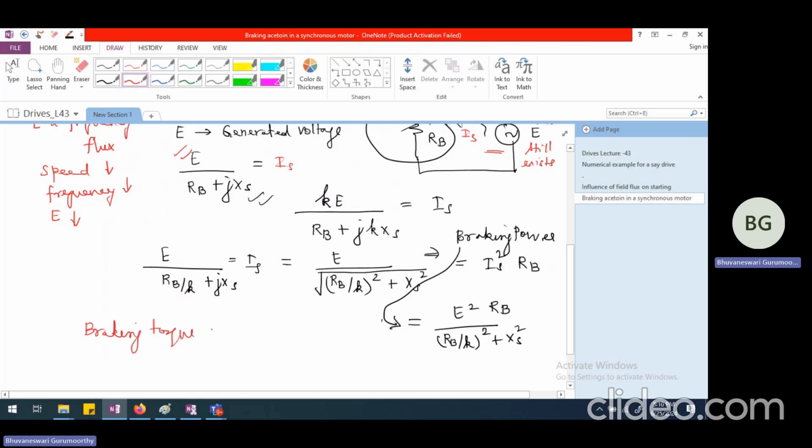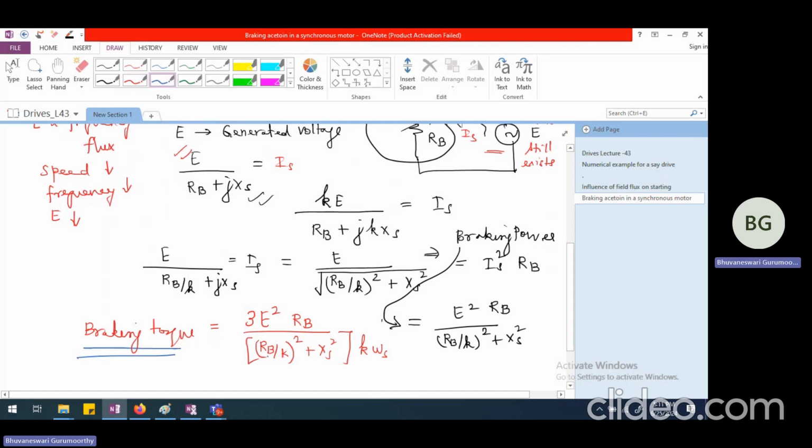And this braking torque, if I want to write this as braking torque developed by a synchronous motor, which is actually braked by dynamic braking, it will be 3 times E square RB divided by K the whole square plus XS square. This has to be divided by K times omega S. Because the speed is continuously decreasing, we have to divide this by K times omega S so that we get whatever is the braking torque at present.